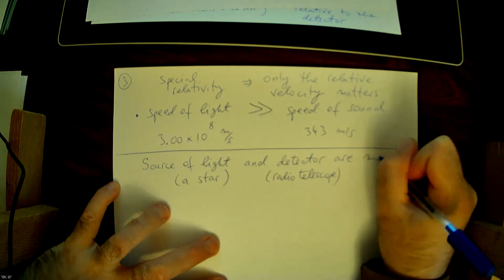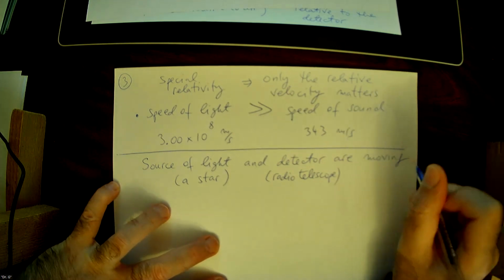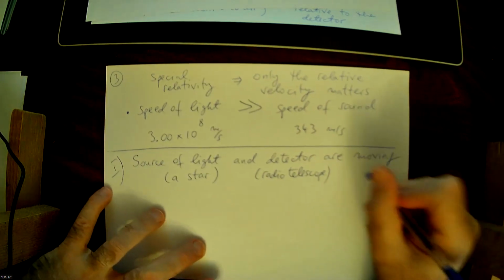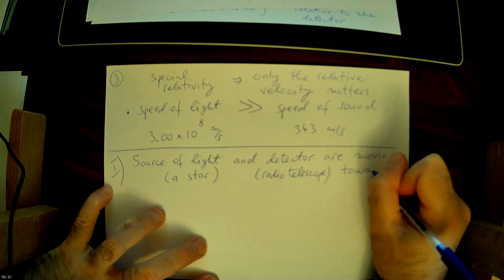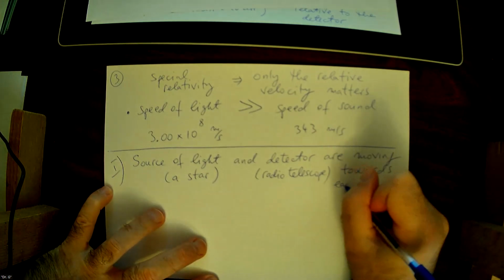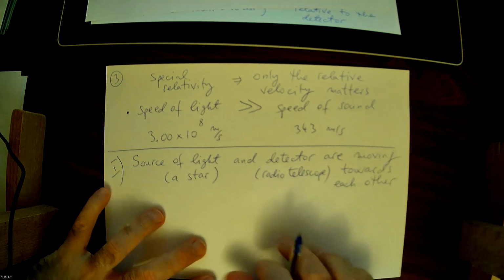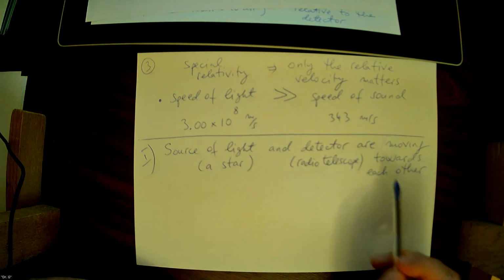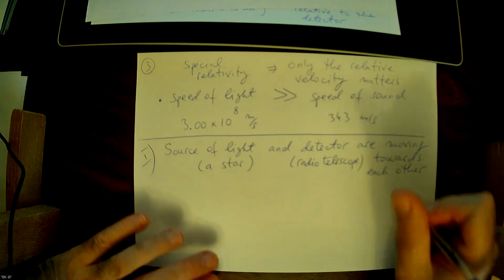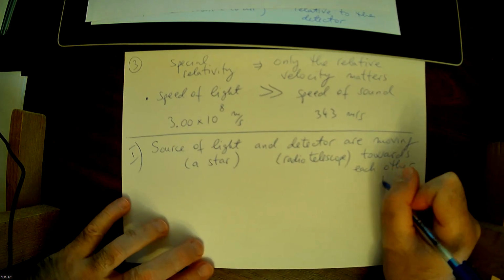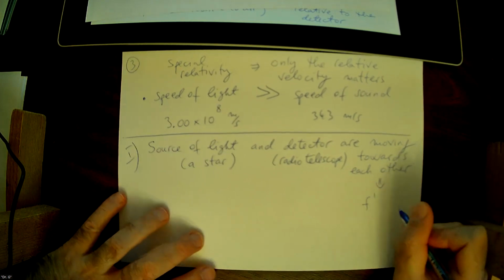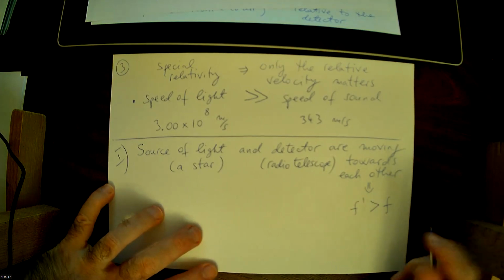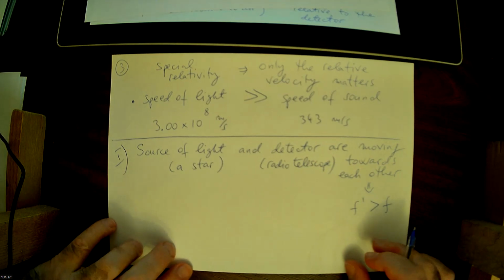Are moving towards each other. This will be case one. Okay, so how do we write the formula? They are moving towards each other. That means the new frequency has to be greater than the frequency when both are at rest.